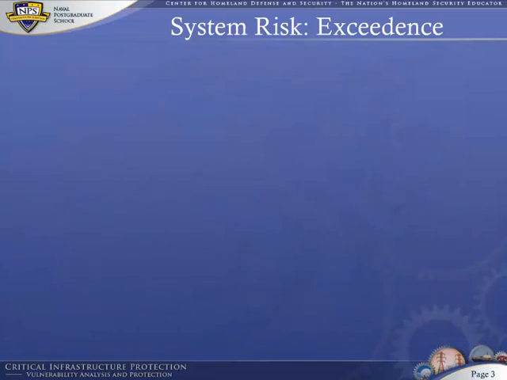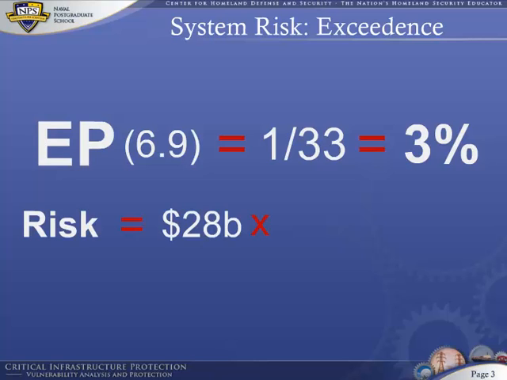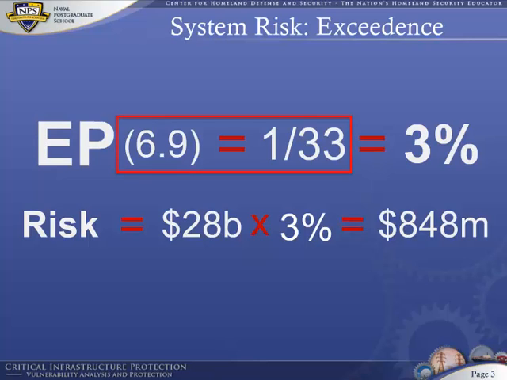Assuming the EP of a magnitude 6.9 earthquake is 3%, the probable maximum risk would be the product of this equation, $28 billion times 3%. Thus, the maximum probable loss is $848.5 million on an annual basis. Of course, a 6.9 magnitude earthquake does not occur every year in California. But if it is certain to happen at least once every 33 years, the probable maximum loss in each year is 1/33 of the 33-year maximum.